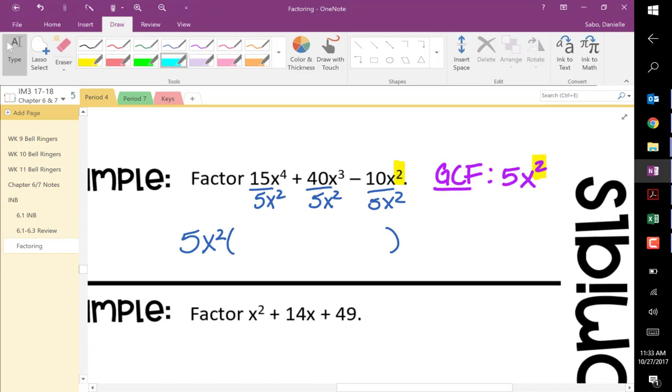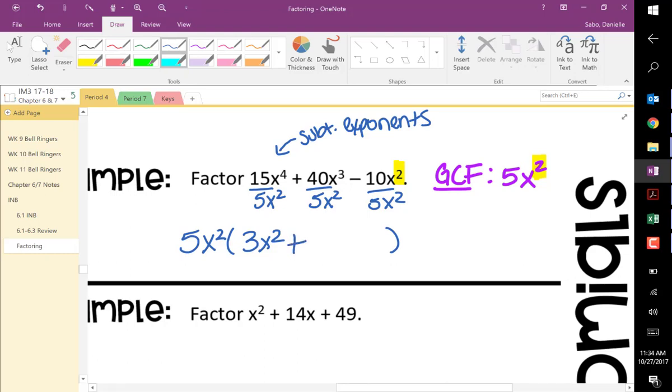Now here we go, one by one. What is 15 divided by 5? 3. Okay, what's x to the 4th divided by x squared? Not 2, okay? I know what you're talking about though. When you divide, you subtract exponents. So 4 minus 2. If you need to make a note of that for yourself because you forgot, please do that. You might need to go over to the side and write, you subtract exponents when you divide. Then bring down the plus sign.